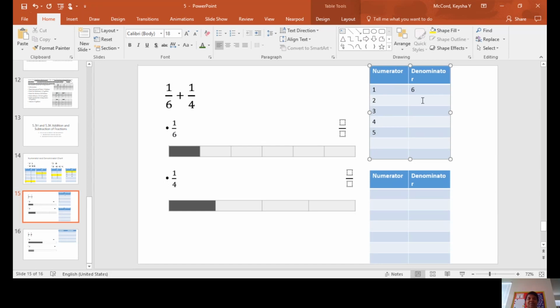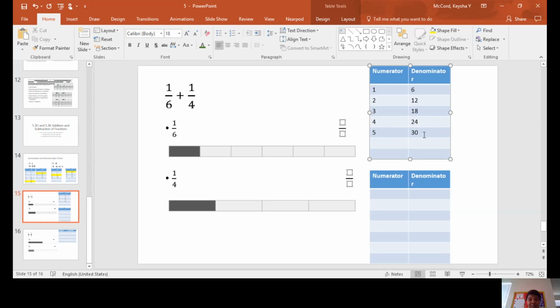And then I'm going to skip count by 6. So 6, 12, 18. Ooh, got my brain good. 24, and then 30. So I have just created fractions that are equivalent to 1/6. So this is 2/12, 3/18, 4/24, 5/30.